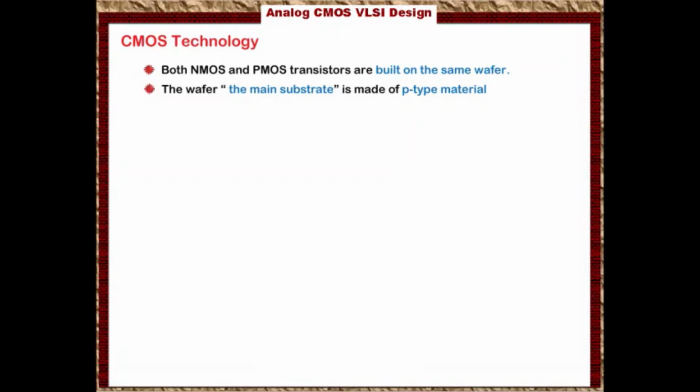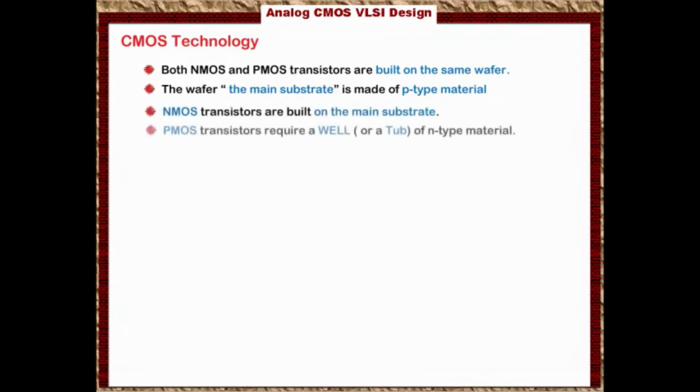Usually NMOS transistors are built on the main substrate, and the PMOS transistors require a well or a tub of N-type material. So what that means is we come to the main substrate and we create a tub. So now we are ready to build NMOS and PMOS transistors on the same wafer. So let's show you an animation of how this is done.